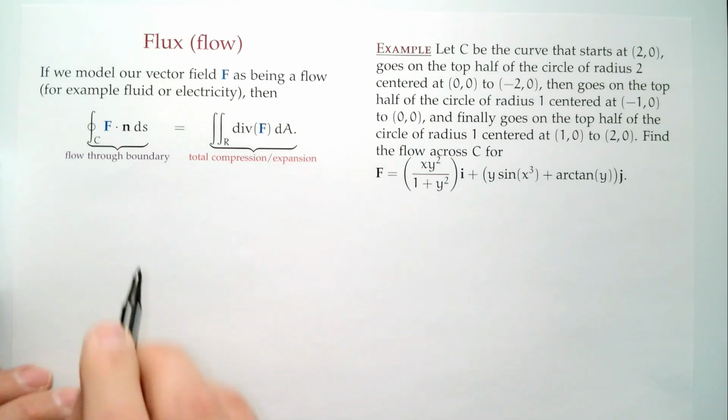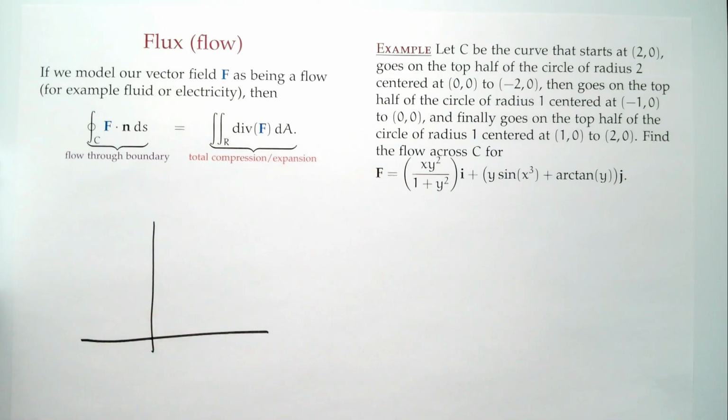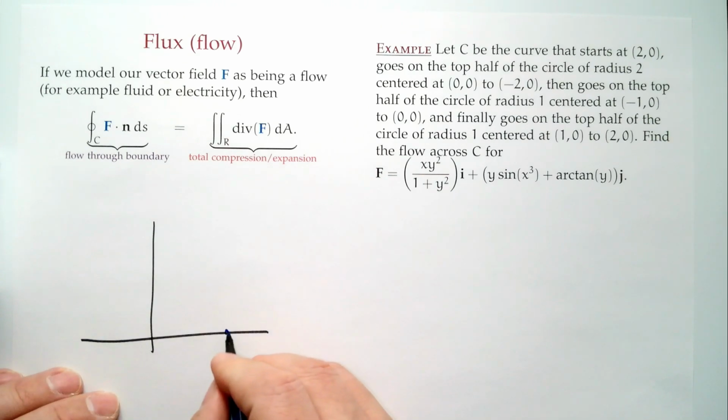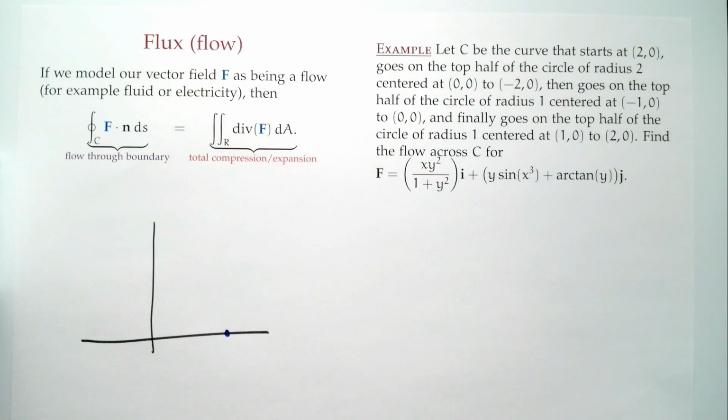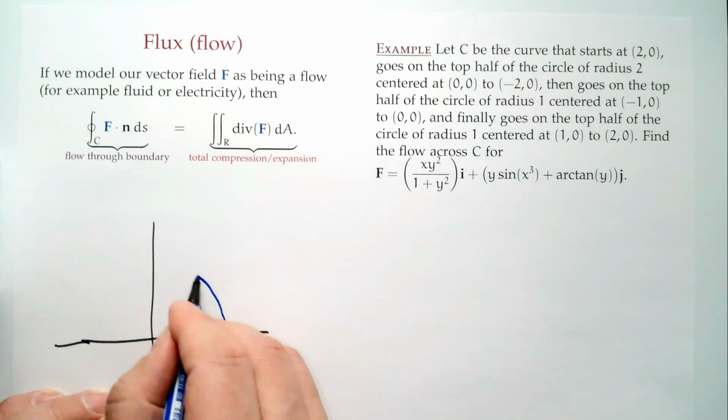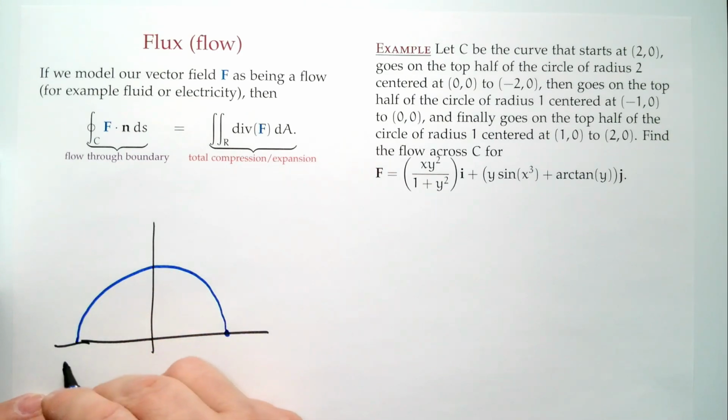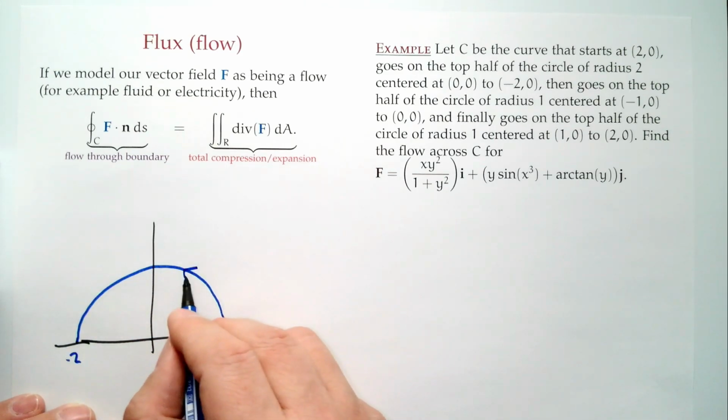So, example. Let C be the curve that starts at (2, 0). Let's see if we can draw this picture. We're starting at (2, 0), and then we go on the top half of the circle of radius 2, centered at (0, 0), until we get to (-2, 0). So it's the top half of the circle. We come along to here. So here's our curve, C.